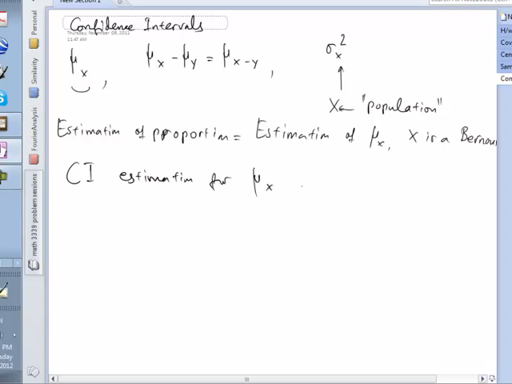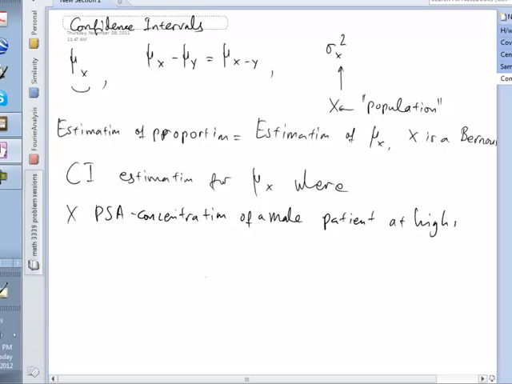Confidence interval estimation for the mean of X, where X is the PSA concentration of male patients at high risk for prostate cancer.